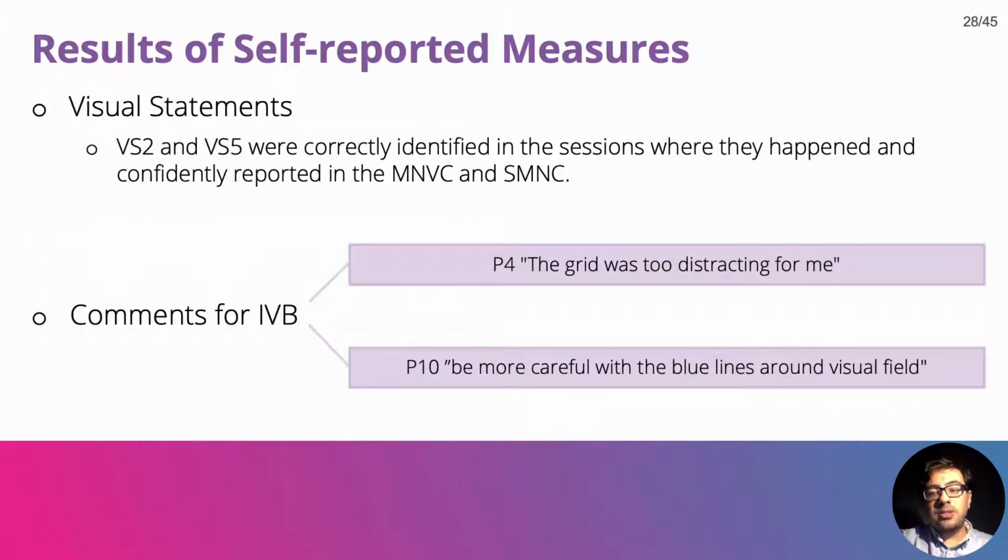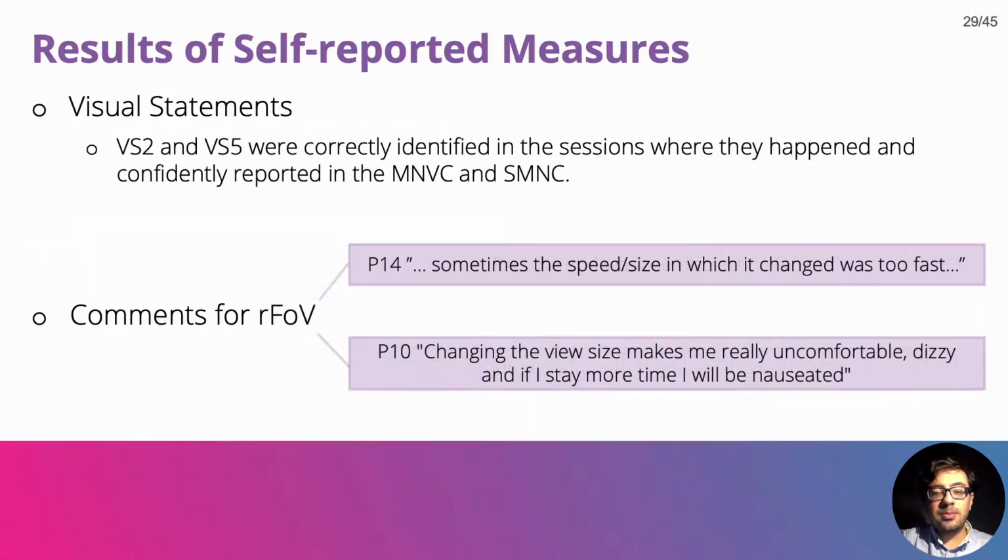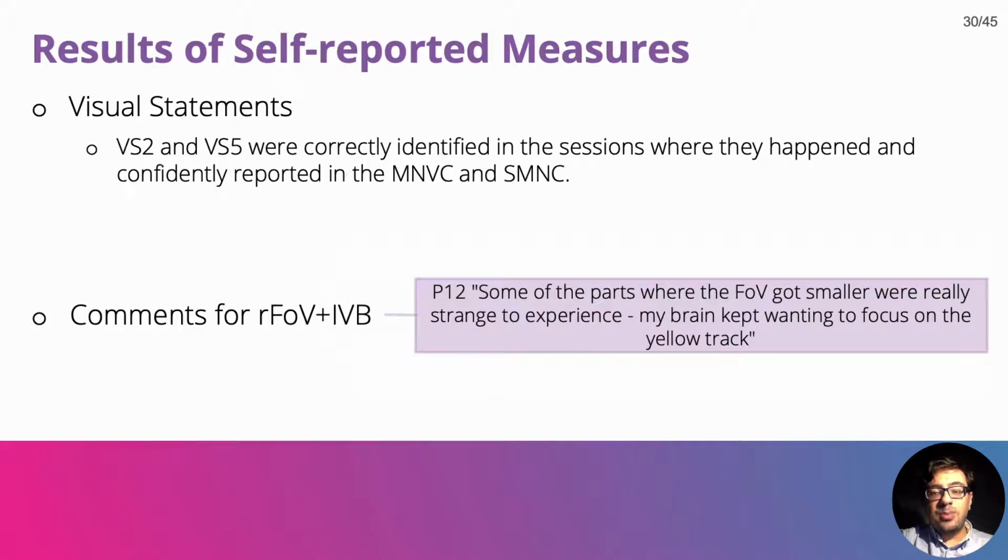From the visual statements, participants were aware of the visual changes made in each condition, and for brevity we only highlight some of the comments made. Some participants thought that the grid was a mistake, with P10 reporting to be more careful with the blue lines around the visual field. Some participants disliked the rate of change of the field of view. And finally, a participant reported that some of the parts where the field of view got smaller were really strange to experience. "My brain kept wanting to focus on the yellow track."